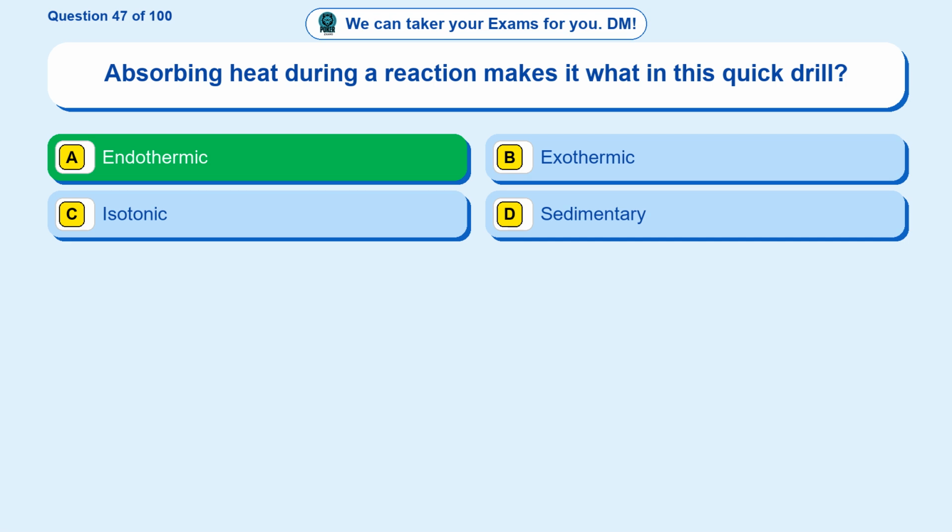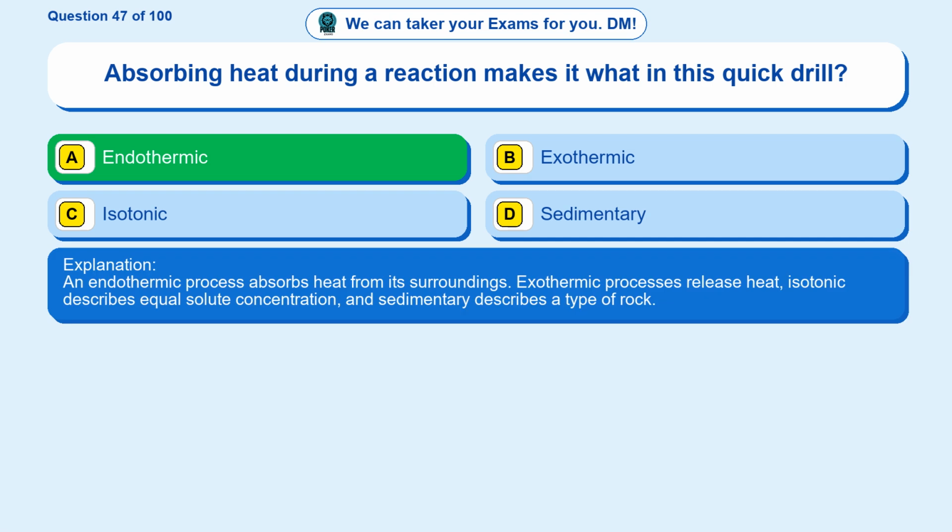Endothermic. An endothermic process absorbs heat from its surroundings. Exothermic processes release heat. Isotonic describes equal solute concentration, and sedimentary describes a type of rock.